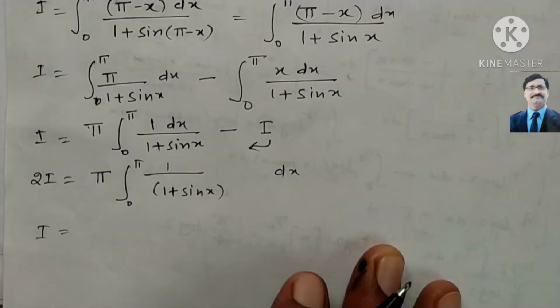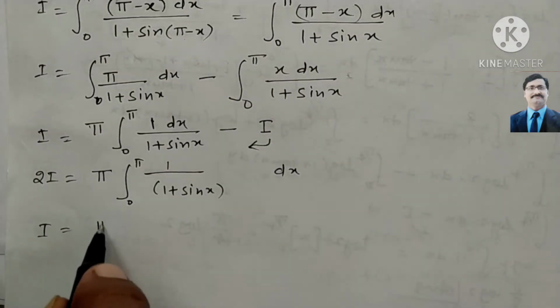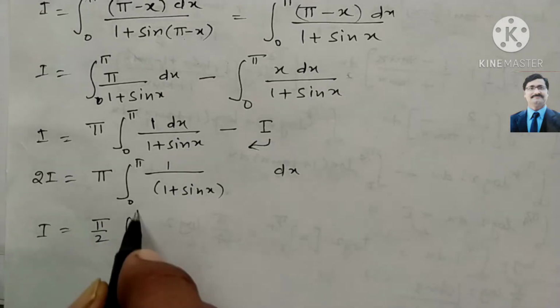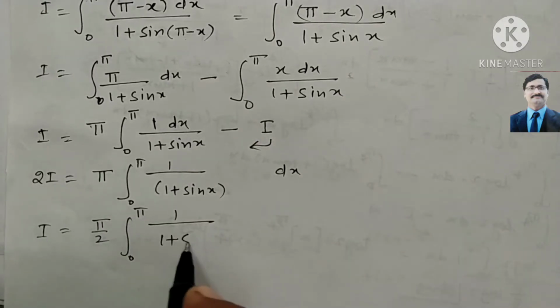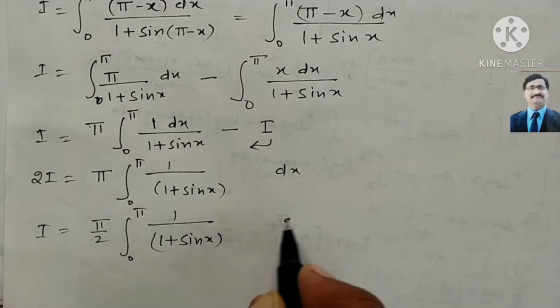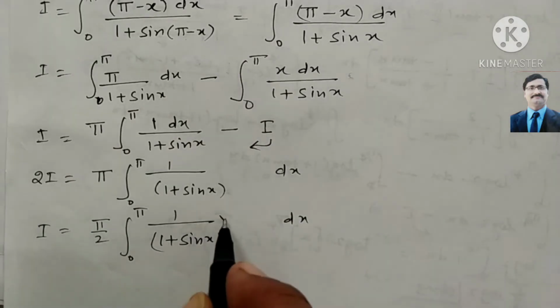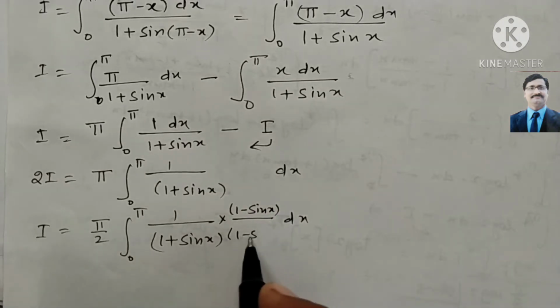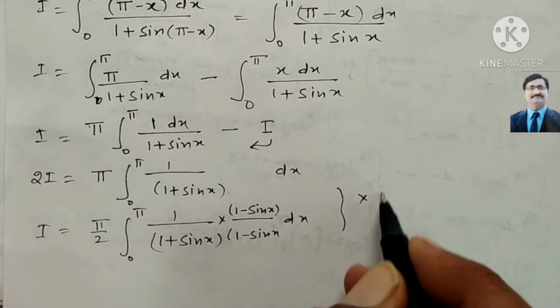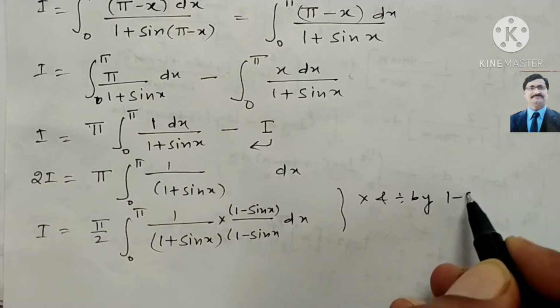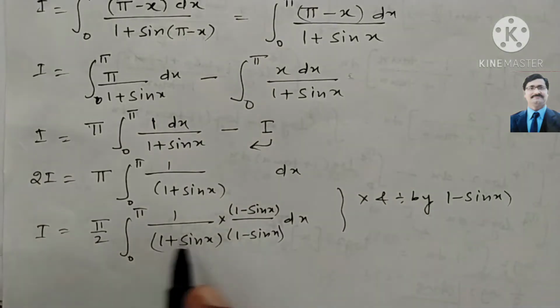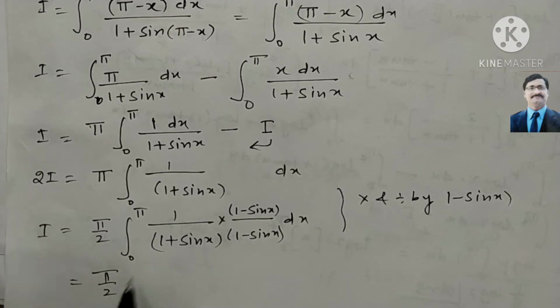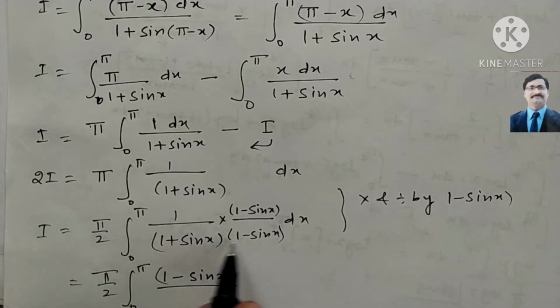Look here, we can transfer the 2, so I equals pi by 2 times the integral 0 to pi of 1 upon 1 plus sin x dx. Okay, for this 1 plus sin x, we have to multiply by 1 minus sin x and divide by 1 minus sin x. Look here, in the numerator we get 1 minus sin x, and in the denominator we get 1 plus sin x times 1 minus sin x.